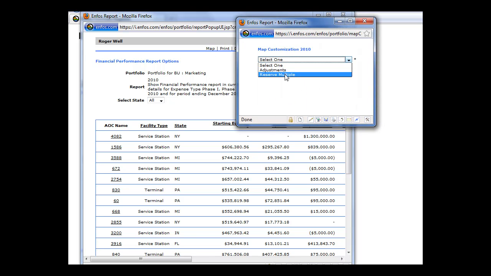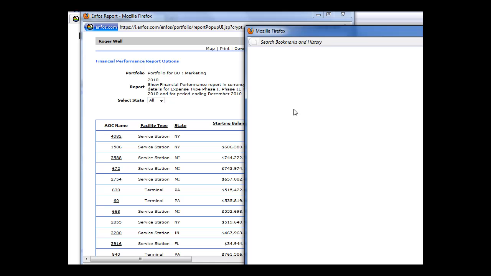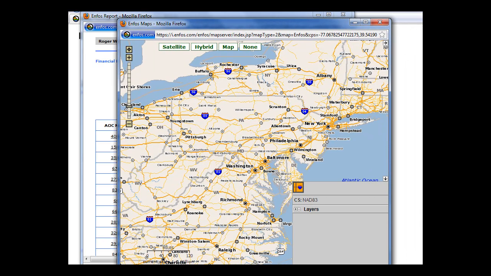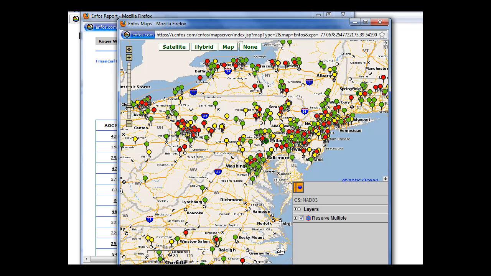By clicking on the map link, we can select different map reports that will transpose the data onto a map. In this example, we're looking at a reserve multiple metric, which indicates future potential accrual increases based on past performance. The green pins represent sites that have a multiple of 1 or less. Those are in good shape. The yellow sites are medium sites with a multiple of 1 to 3. And the red pins indicate sites that have a high reserve multiple greater than 3.